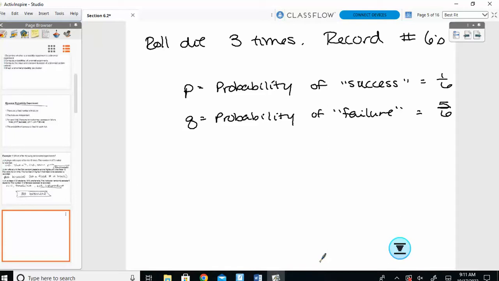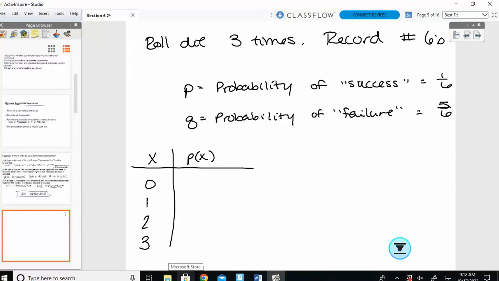All right. So if I asked you to find the probability distribution for this, we could actually count up how I rolled and how many 6s I got and the probability of each. What would be the possible outcomes for the number of 6s I rolled? 0, 1, 2, or 3, right? I'm only rolling 3 times.